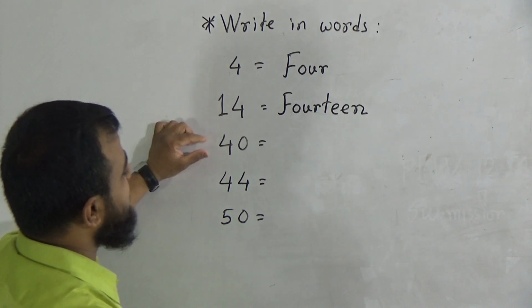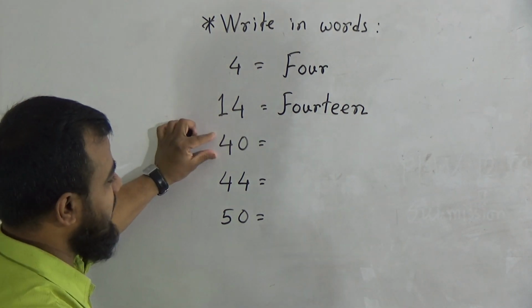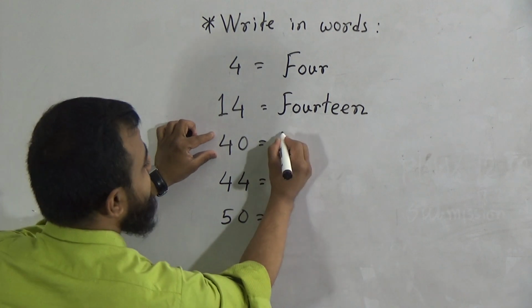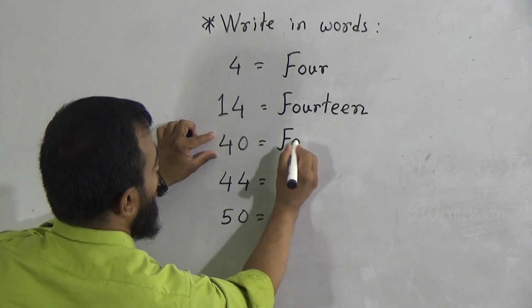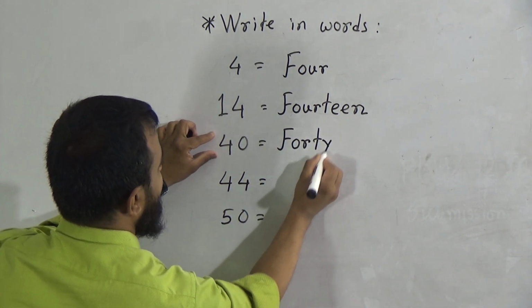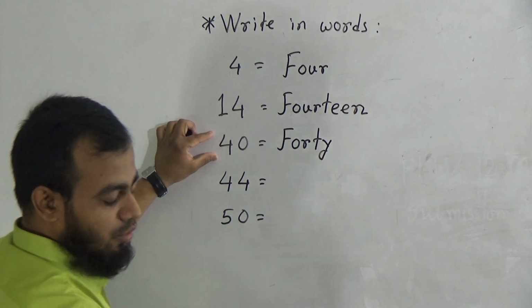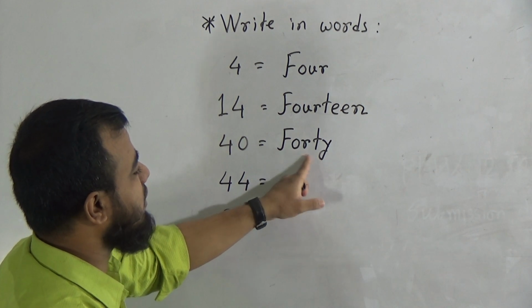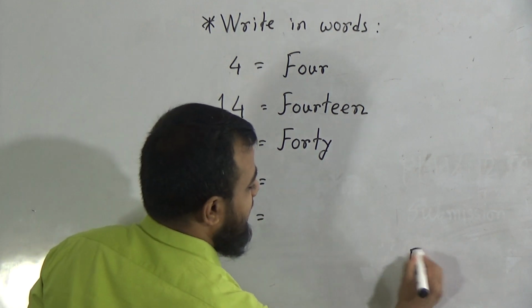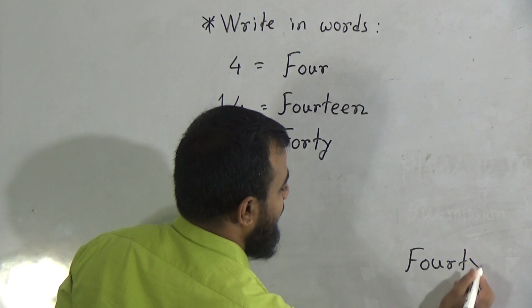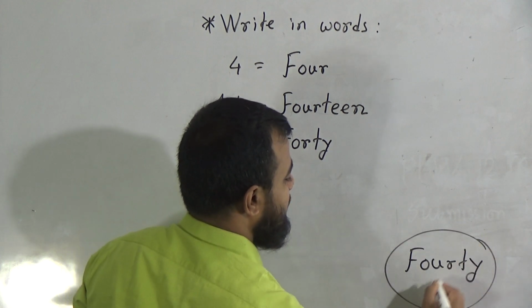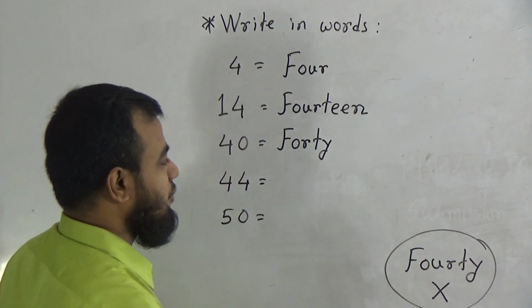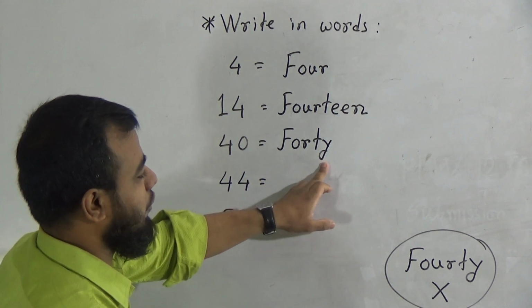But dear students, this is 40. This number is 40. To write down the spelling of 40, you should write F-O-R-T-Y, 40. That means in 40 there is no U. Please remember this thing. If you write it like F-O-U-R-T-Y, 40, then it is wrong. It's not the correct spelling. Okay, you should write 40 as F-O-R-T-Y, 40.